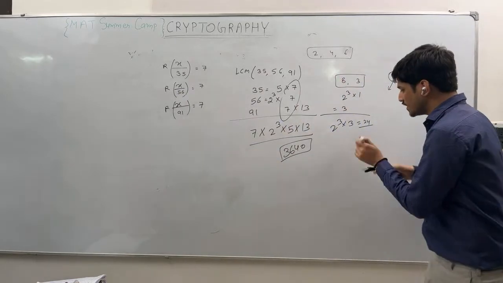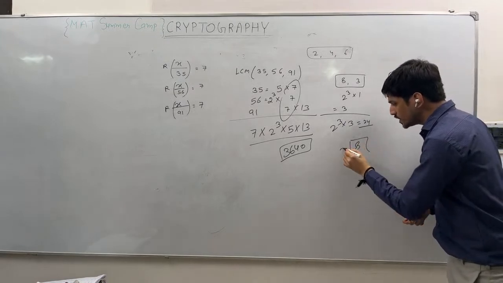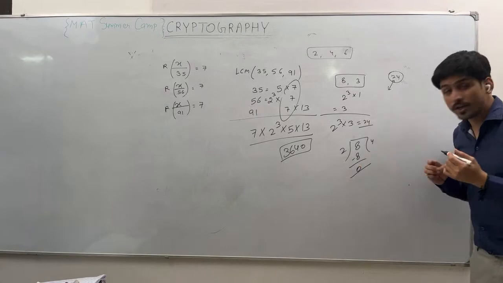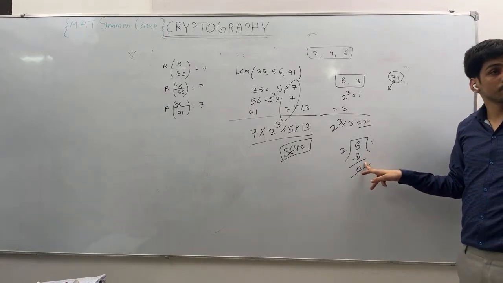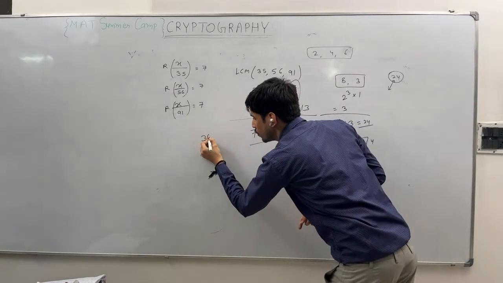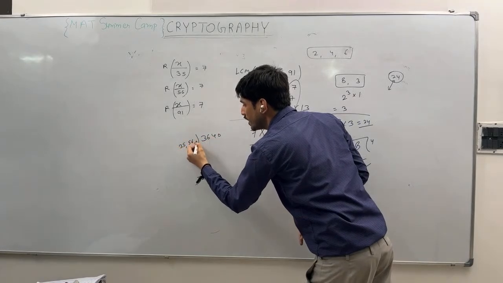Is it clear? Let's say 8 is reduced by 2. What? 8 is reduced by 2. So what will happen? Remainder is 0. Let's say here I want remainder as 1. Then what I have to do? Add 1. So in a similar way, this number 3640 is divisible by 35 also, 56 also, and 91 also.